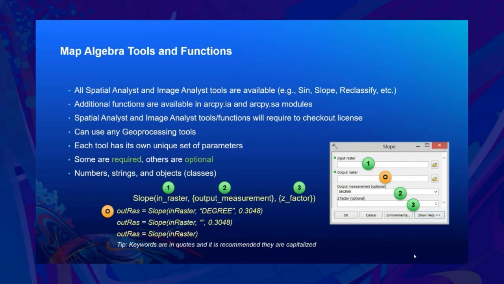You can also use any other geoprocessing tools. Each tool has its own unique set of parameters. Some are required, some are optional. And these could be numbers, strings, and objects or classes.